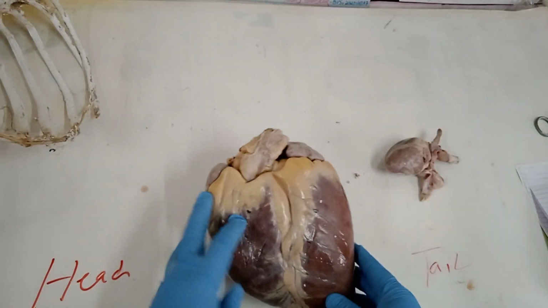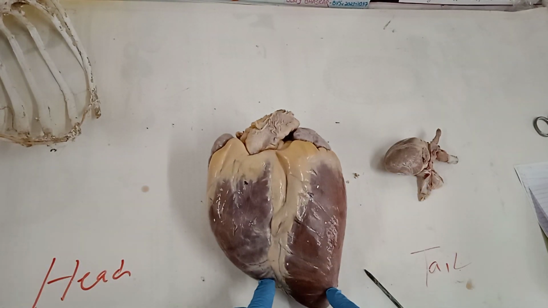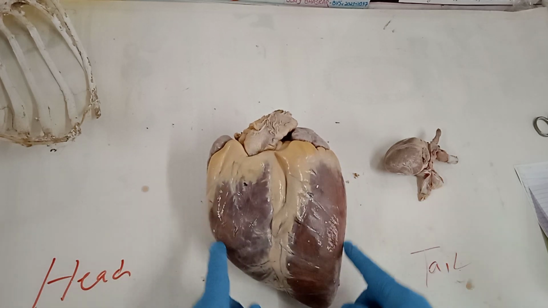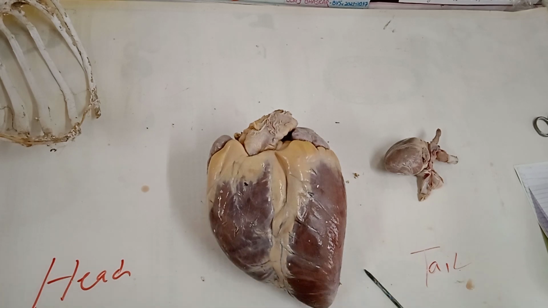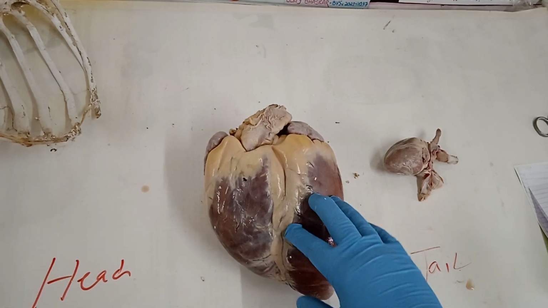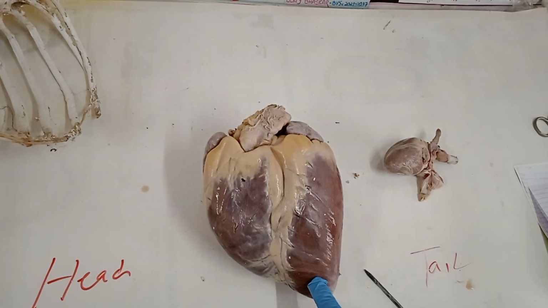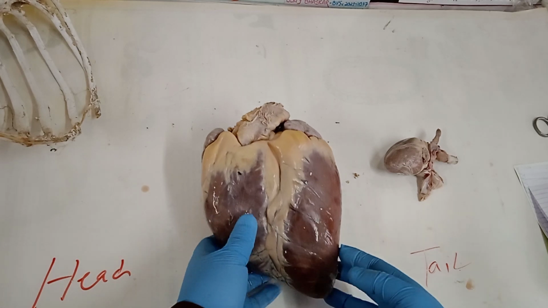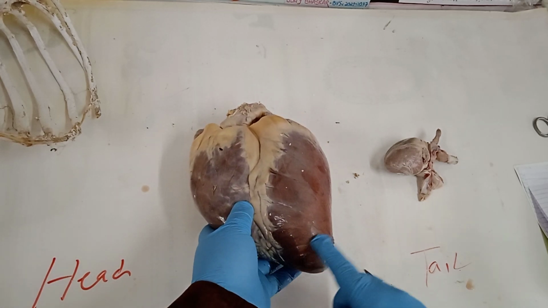If you see the shape of the heart in general, it is usually an irregular flattened cone-shaped structure. If you compare the hearts of ox with that of horse, this is the heart of horse. The length of the heart is more in case of ox as compared to that of horse. In the goat heart, the apex is more pointed.